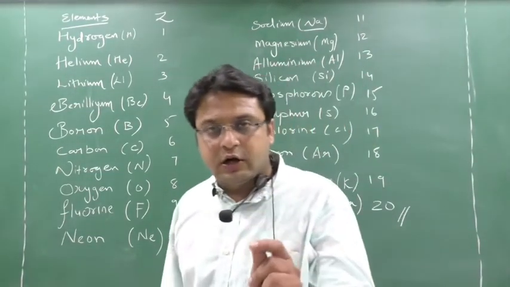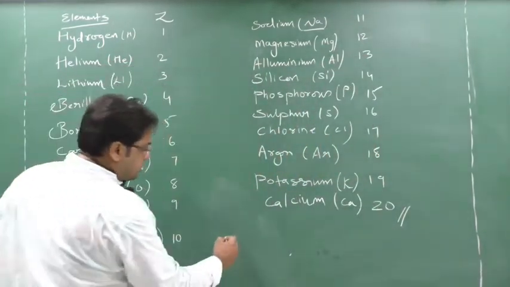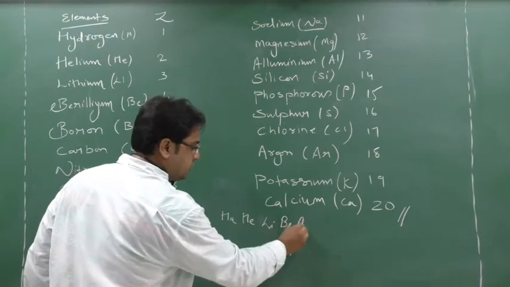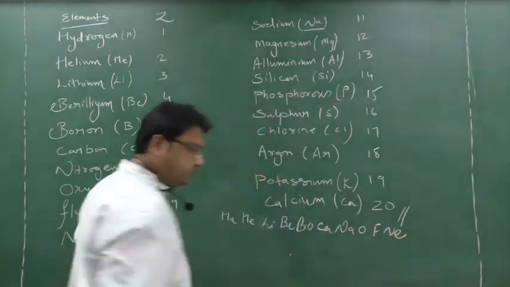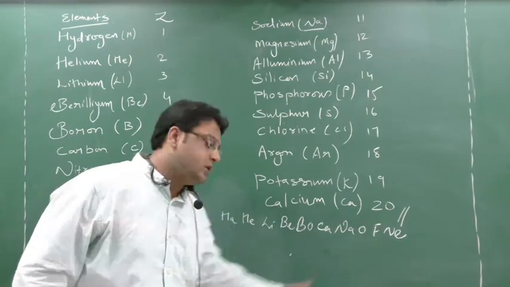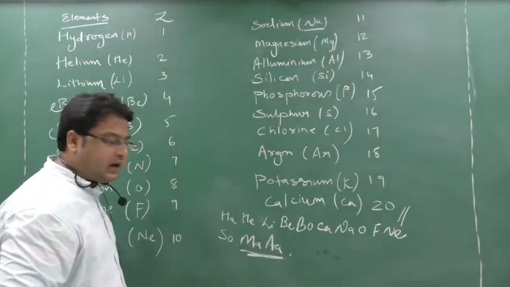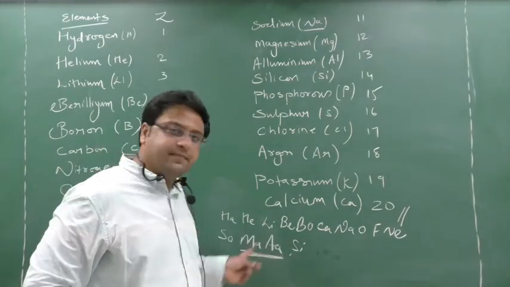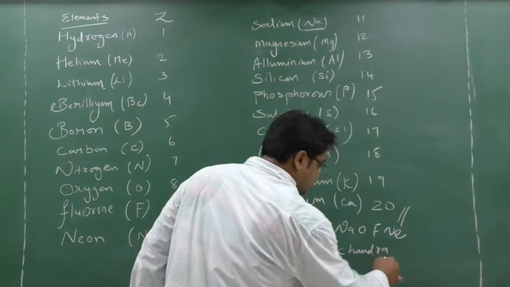But then I will give you one shortcut. How to remember that shortcut? And with that shortcut, you can remember the atomic number. See here. The shortcut is Ha, He, Li, Be, Bo, Ka, Na, O, Fa, Ni. What is the shortcut? Ha, He, Li, Be, Bo, Ka, Na, O, Fa, Ni. So, Ma. Ma means mother. Yes or no? Ma, Asi, Masi. Then P.S. Chandra. Then you remember P.S. Chandra.